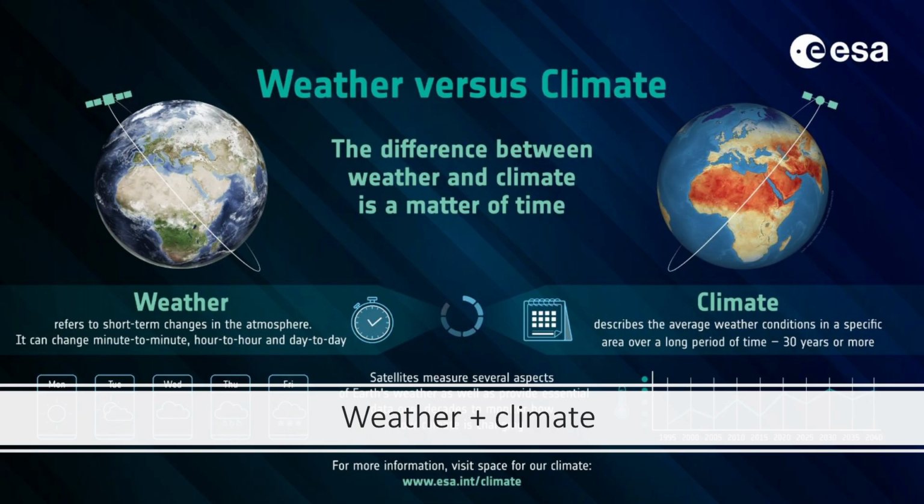Let's talk about weather versus climate. The difference between weather and climate is a matter of time. Weather refers to short-term changes in the atmosphere. It can change minute to minute, hour to hour, and day to day, like Monday, Tuesday, Wednesday, Thursday, Friday. So weather will be like if it's rainy. Let's talk about climate. It describes the average weather condition in a specific area over a long period of time.